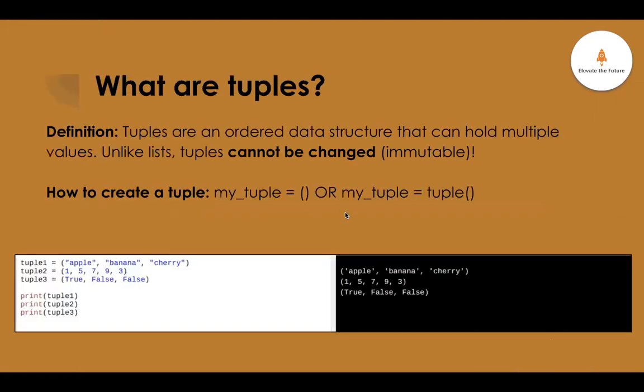Now, tuples are very similar to lists, except they cannot be changed. Tuples are an ordered data structure that can hold multiple values, but unlike lists, tuples cannot be changed. This is also called immutable.